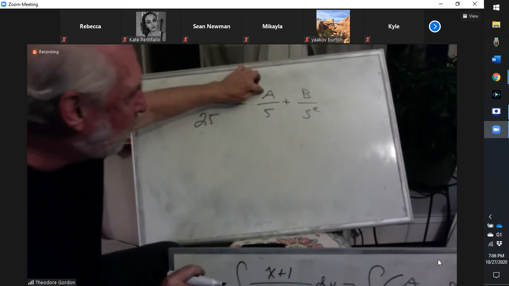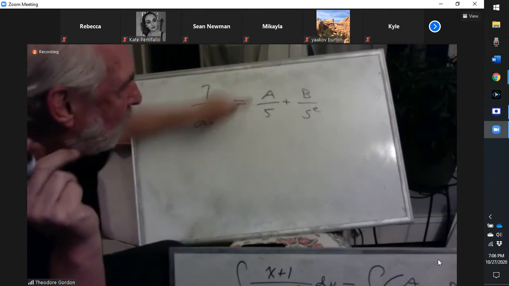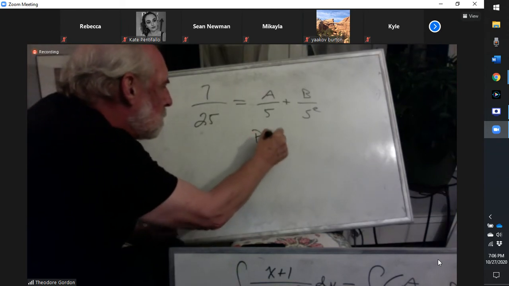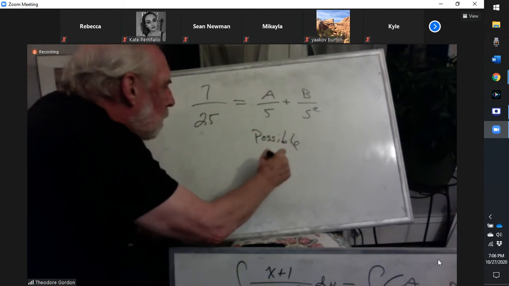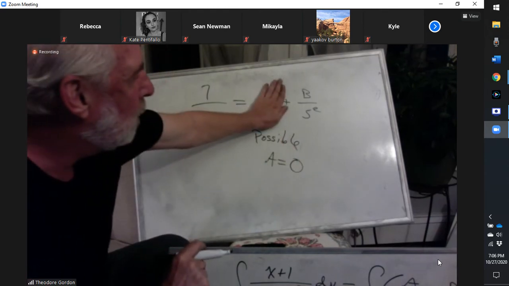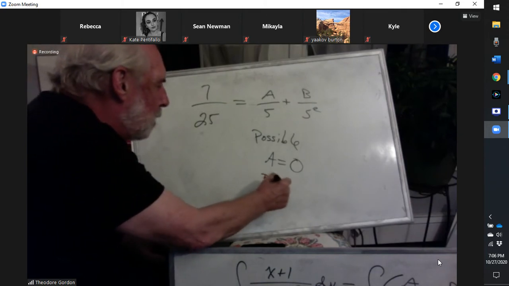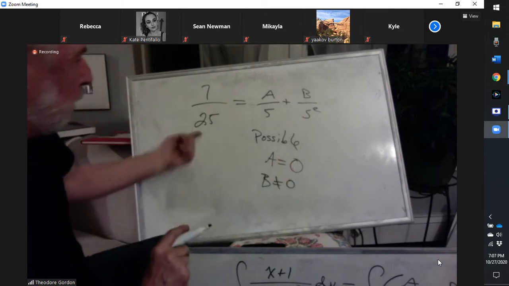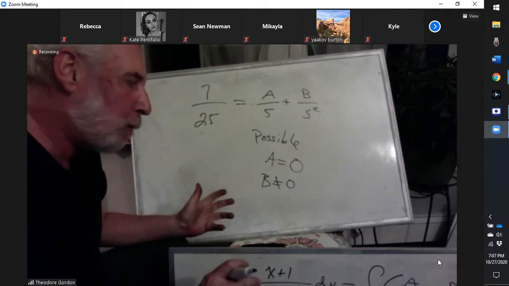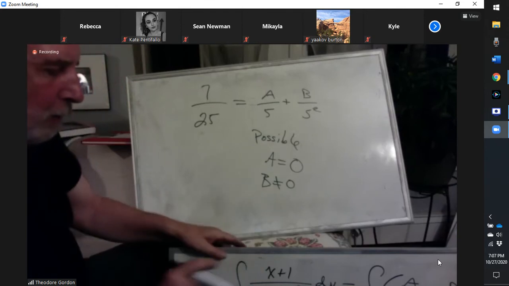Our job is to figure out what the top numbers are. Now, in this case, it's possible that a could be 0 because I still have that composition here, but b can't be 0 because then I wouldn't have a 25. So that's what's happening when we have repeated linear factors. So back to our problem here.